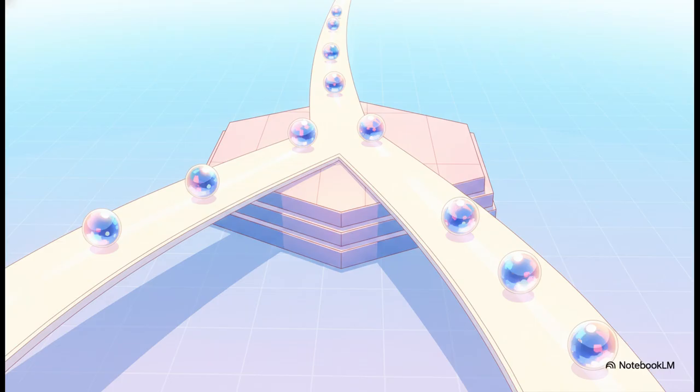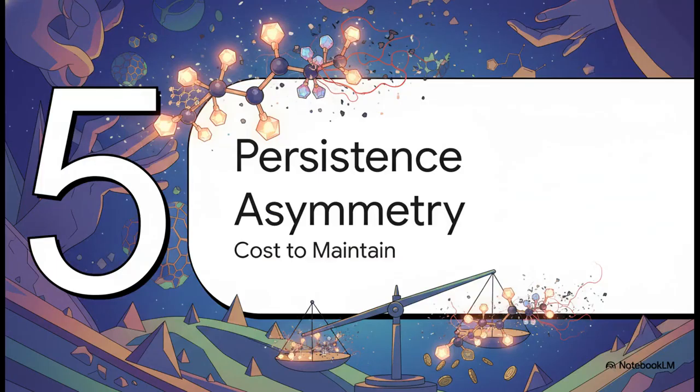We call this bias without forcing. Both branches are still 100% mathematically possible, but the terrain itself is tilted. The system isn't being commanded to pick one outcome, it's just being nudged. Which leads us to Section 5, persistence asymmetry.